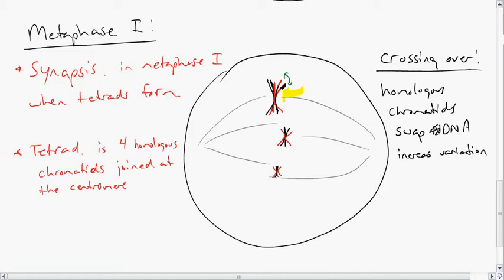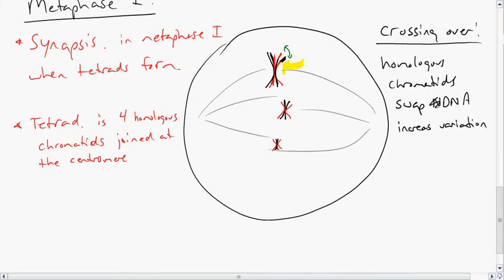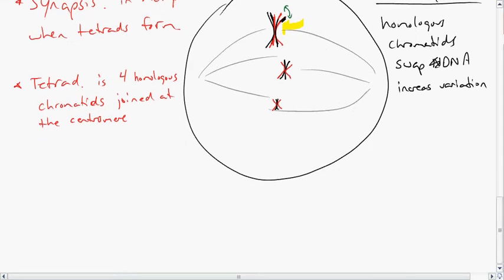Vivian, what do you think? Good? Yeah? Can you say variation? Variation. Can you say crossing over? Crossing over. Can you say synapsis? Synapsis. Can you say tetrad? Say good job. Good job.